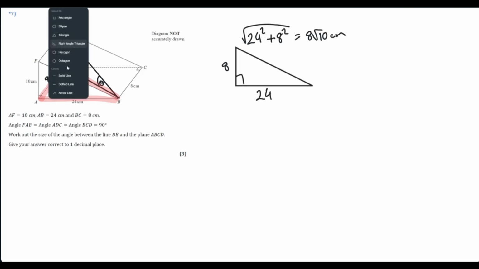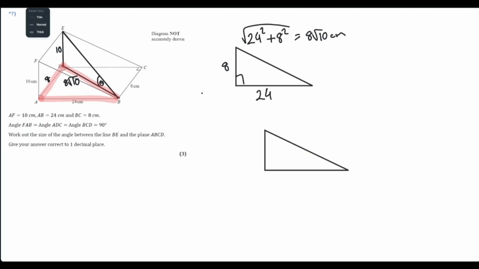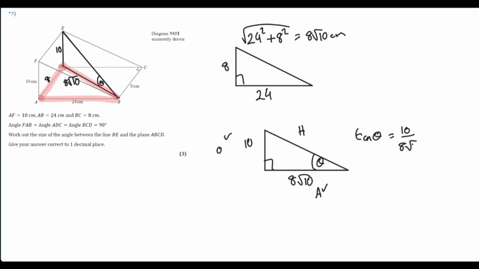Okay, so we're going to draw in the uppermost triangle. This would be 10, and this would be theta. This would be 8 root 10. Now I can use trigonometry. This would be O, this would be H, this would be A. I'm using O and A. So I want to use tan theta equals O over A. So that's going to be 10 over 8 root 10. Inverse tan to get theta. So that's going to be inverse tan of whatever this answer is. And we get 21.568 degrees. If we round that to one decimal place, that would be 21.6 degrees.